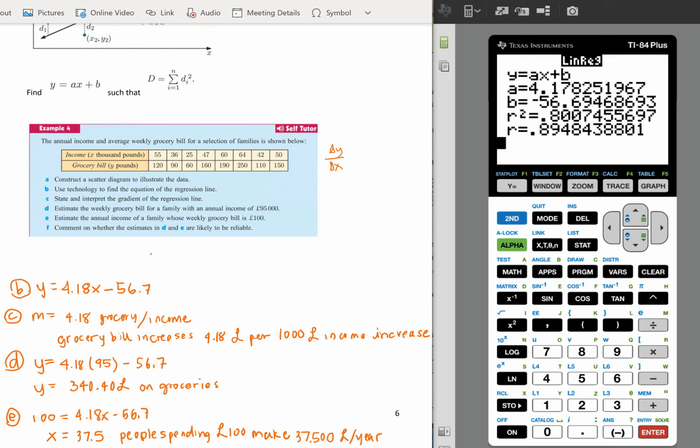And then finally, are the estimates likely to be reliable? Well, if we look at part D, 95,000 pounds is pretty far outside of our income range. So this is not going to be as reliable. This would be an extrapolation. At some point, the amount you spend on groceries is going to taper off. Just because you make more money doesn't mean you keep spending money on groceries. And then in part E, 100 pounds per week on groceries is within our data range. So that would be interpolation, and yes, it is likely to be reliable.